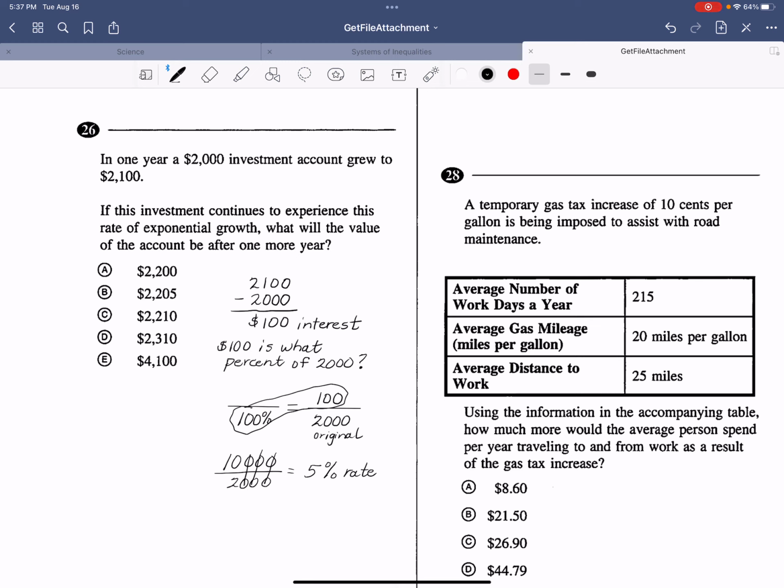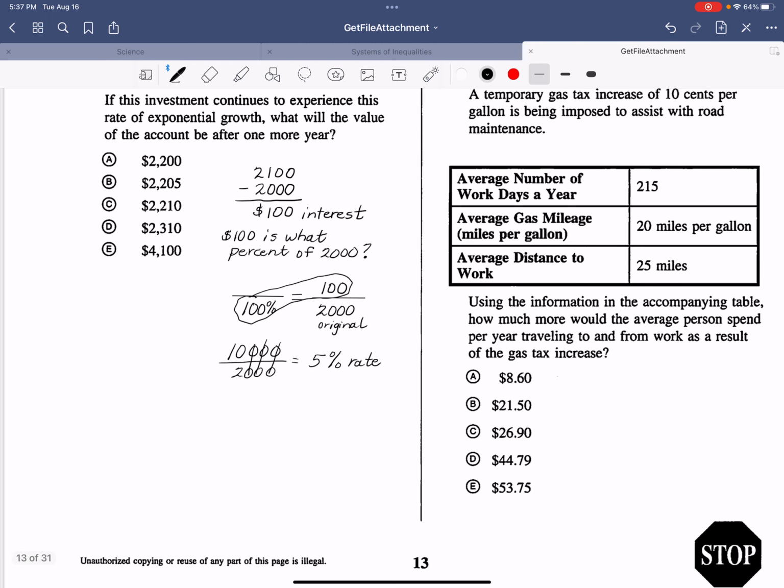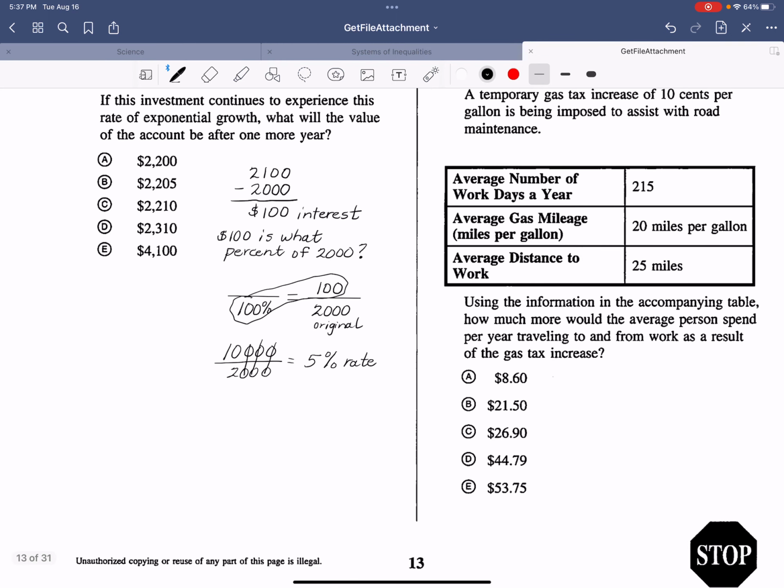But that wasn't the question. The question says if this investment experiences the same rate of growth, what will the value of the account be after one more year? So in this situation, I'm going to use the interest formula, which is interest equals principal times rate times time. So my interest, I don't know. That's what I'm looking for.